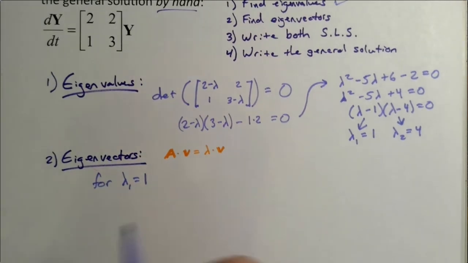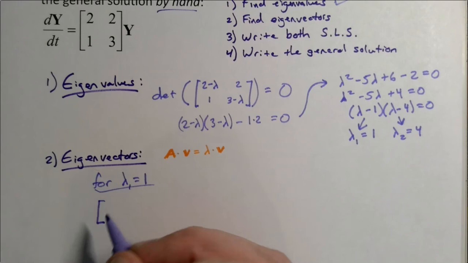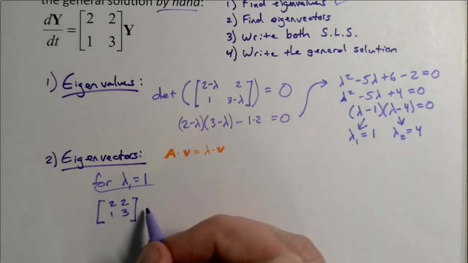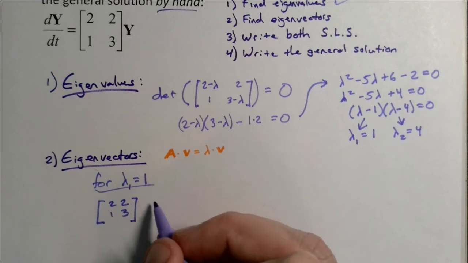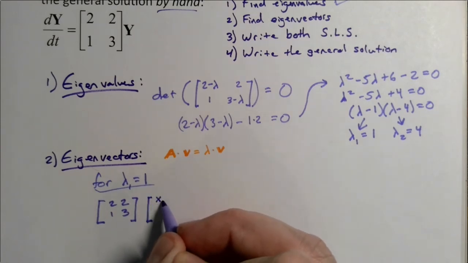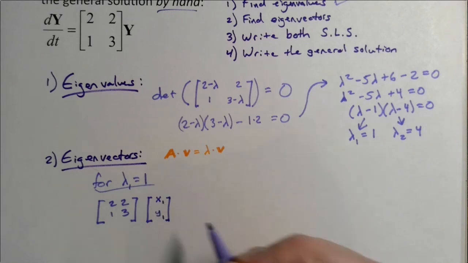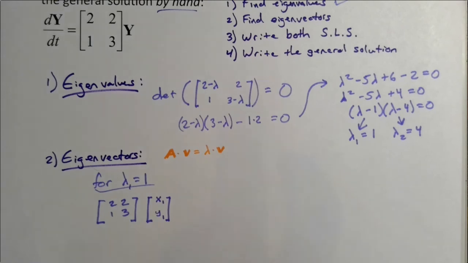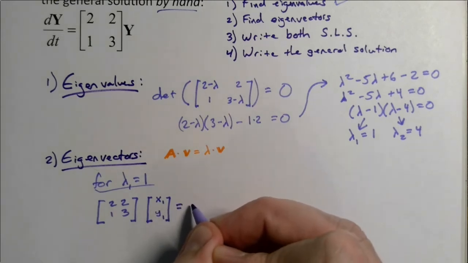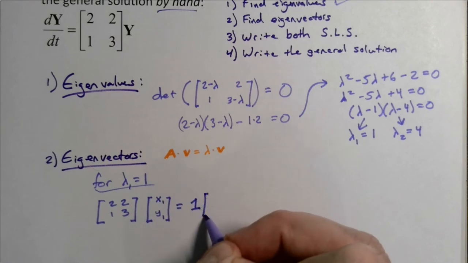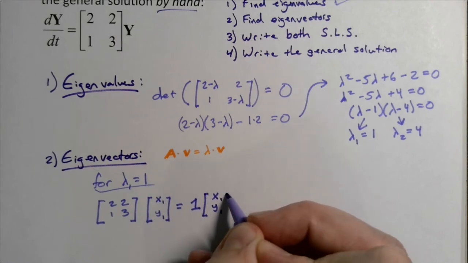So for lambda 1, we can say 2, 2, 1, 3, that's our A coefficient matrix, times some eigenvector. And we can write it as v1. The problem is I want it to be in terms of some x and y value. I'm going to call this x1 and y1. And you'll see why in a minute, because we're going to do this for lambda 2 over here, and they're going to be different eigenvectors. So that's got to be equal to lambda 1, which in this case is 1, times x1, y1.